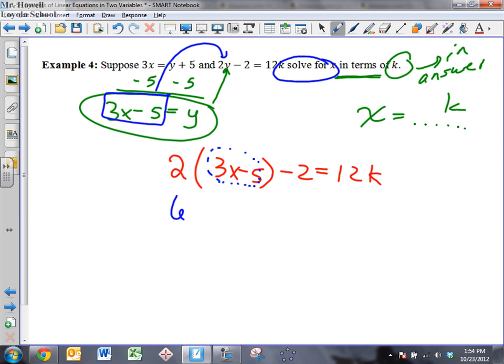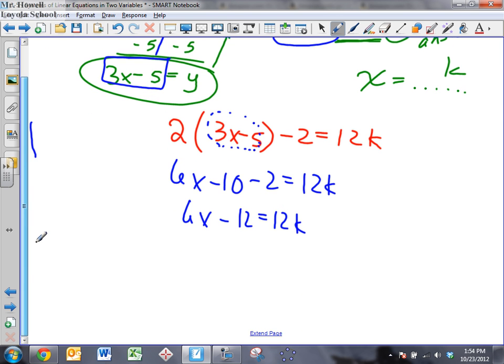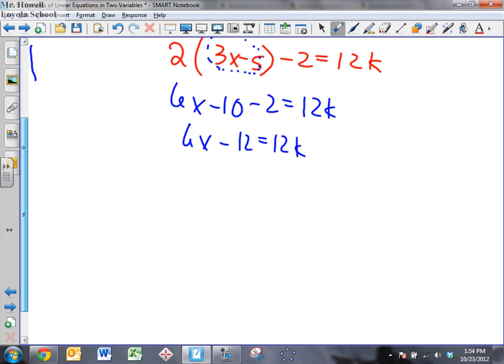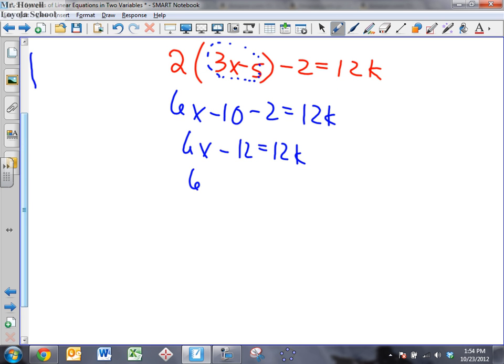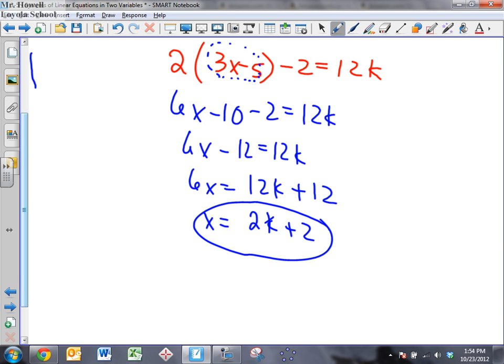So let's distribute. Combine like terms. Okay, let's move the 12 over. And then divide by 6. Again, remember, when you divide by 6 here, I'm not showing the step, but you're dividing a binomial by a monomial. So you need to divide each spot like this, and then divide this like this.